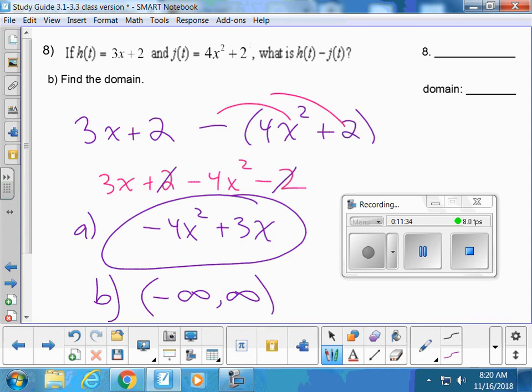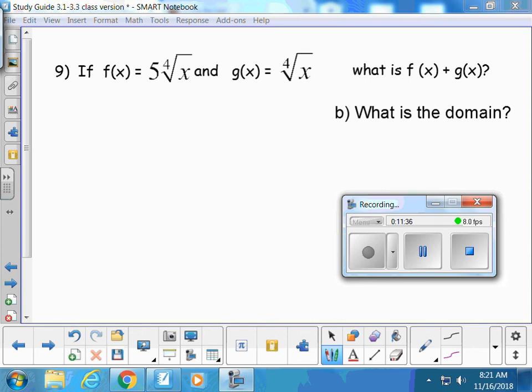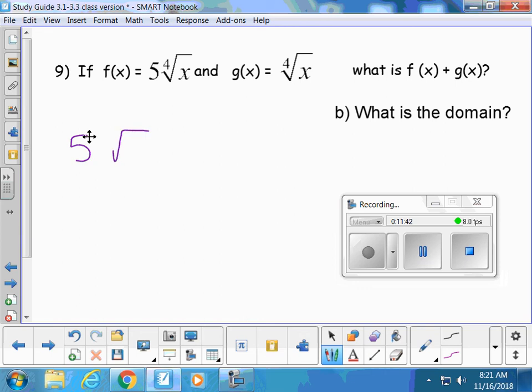We are at number 9 now. They want us to take f of x and add it to g of x. So here's f of x. Here's g of x. Are they like terms? Are they like apples? Yeah. So you can put a 1 there to help you thinking. If you have 5 apples, you add 1 apple. How many apples would you have? 6 apples. So that's the answer to part A for what is f of x plus g of x.